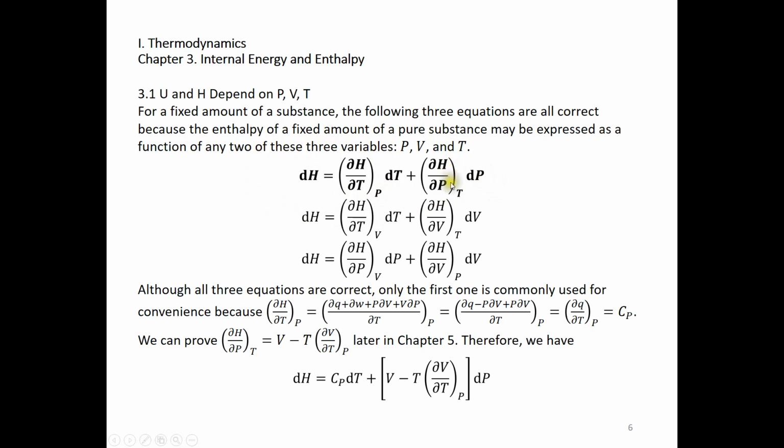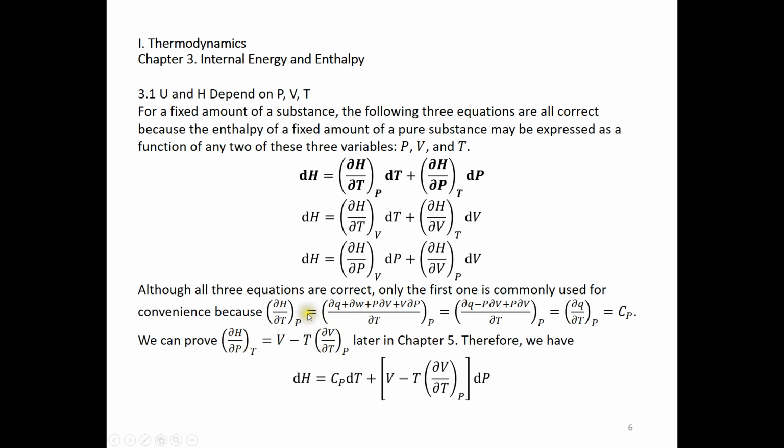And delta H over delta P is more complex, but we can prove this later in chapter 5. Delta H over delta P is simply volume minus temperature times delta V over delta T under constant pressure condition. Experimentally, it's easy to maintain a constant pressure condition, and then you can somehow heat up the substance and measure its volume change.